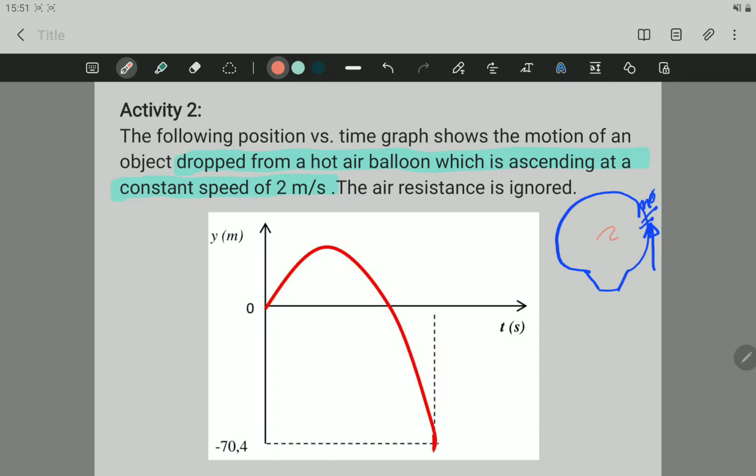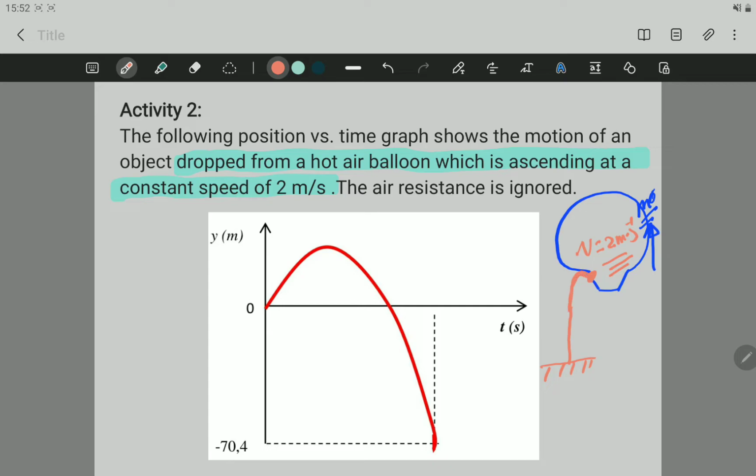So this object is moving with the hot air balloon. Because of inertia, the object will also move up a little bit with the hot air balloon before it goes down to the ground level. The object was initially moving with the same speed as the hot air balloon, 2 meters per second. That is the first important thing we need to know.